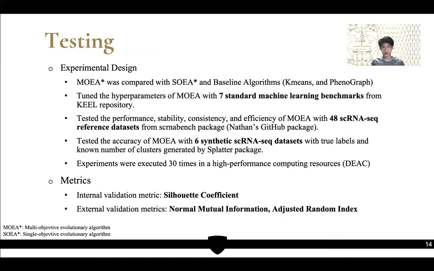We tuned the hyperparameters of MOEA with 7 standard machine learning benchmarks from the UCI repository, and then we tested the performance, stability, consistency, and efficiency of MOEA with 48 single-cell RNA sequence reference datasets from the IC bench package. And then we tested the accuracy of the algorithm with 6 synthetic datasets with true labels and known number of clusters. All experiments were executed 30 times in high-performance computing resources. We have our internal validation metric, the silhouette coefficient, and external validation metrics, normalized mutual information and adjusted Rand index.